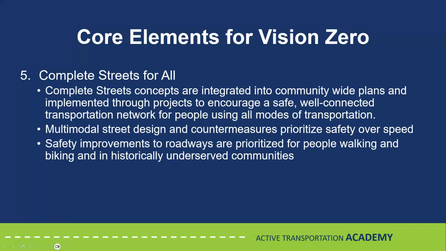All right, let's move to item 5. The fifth core element is complete streets for all. So for people unfamiliar with complete streets, it's focused on creating a well-connected transportation network for people using all modes of transportation and integrating this concept into community-wide plans and project implementation encourages safe travel. Multimodal street design and countermeasures prioritize safety over speed. In our careers, we've often been encouraged to prioritize throughput. This core element is demanding a shift in our design priorities.